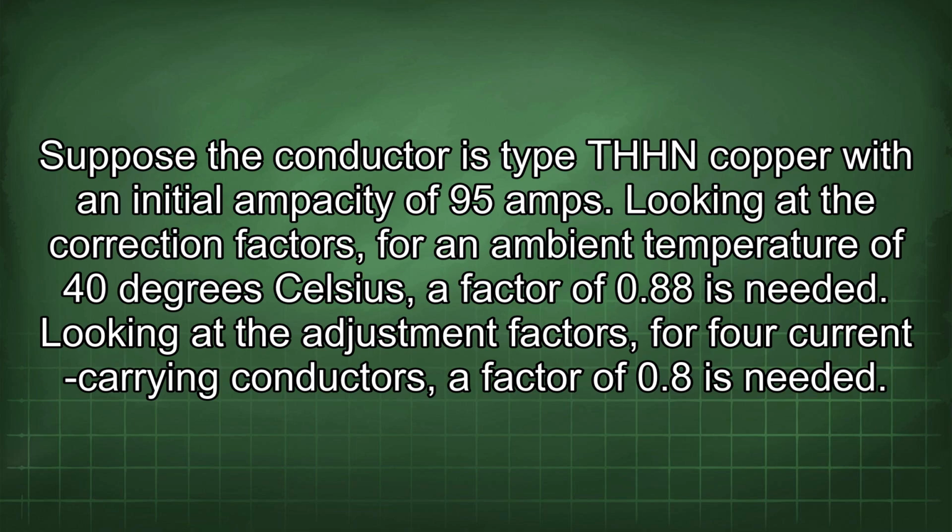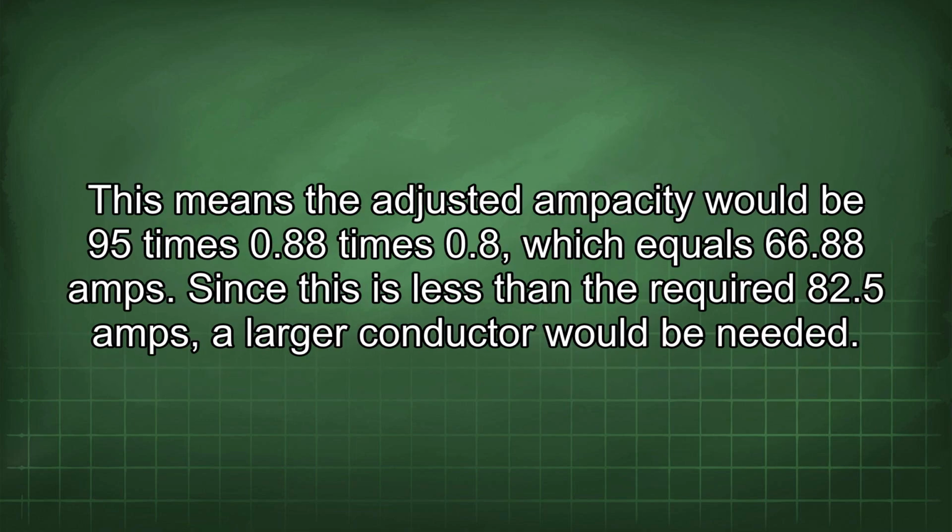Looking at the adjustment factors for 4 current-carrying conductors, a factor of 0.8 is needed. This means the adjusted ampacity would be 95 times 0.88 times 0.8, which equals 66.88 amps. Since this is less than the required 82.5 amps, a larger conductor would be needed.